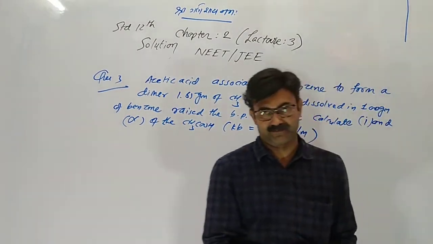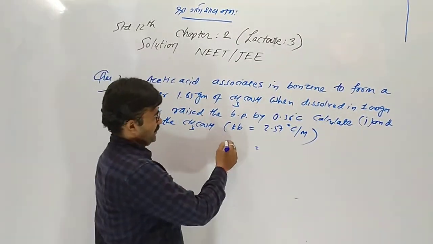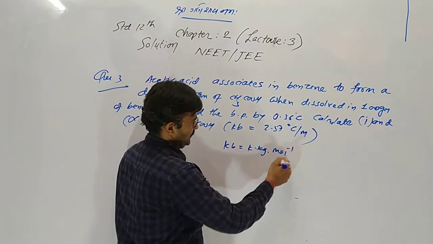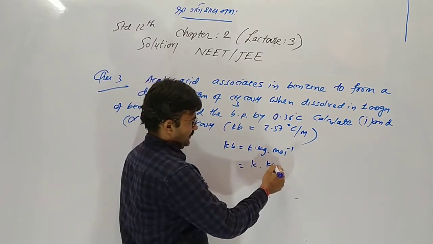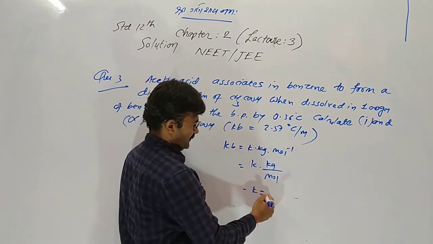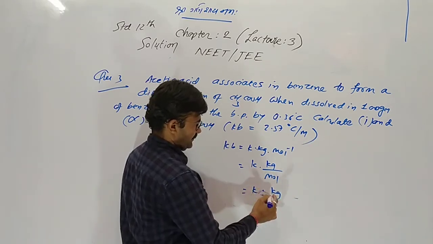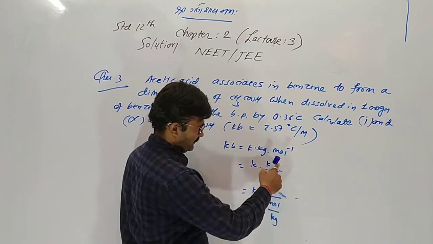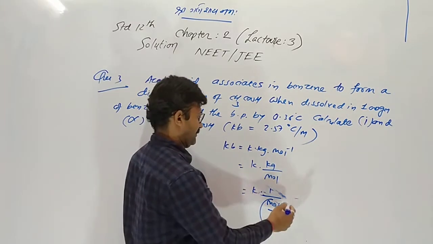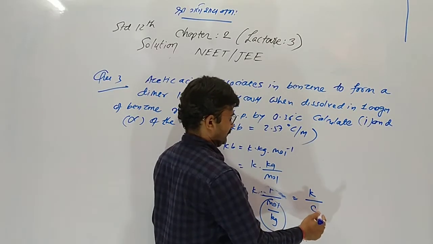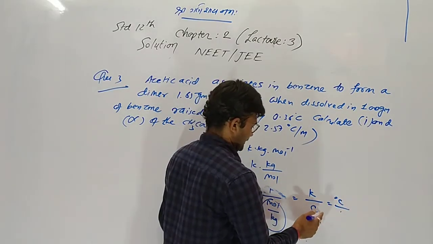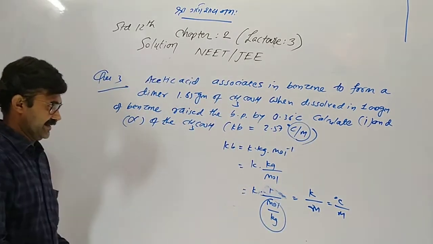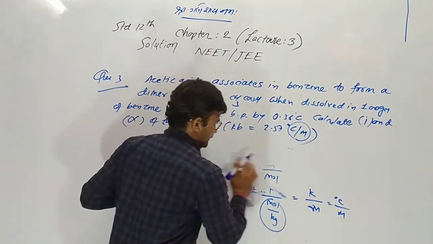No, it's not new. Actually, the unit of Kb is Kelvin into kilogram into mole inverse. So Kelvin into kilogram per mole. Here mole divided by kilogram, so mole per kilogram means molality. So Kelvin per molality, otherwise Celsius per molality, is also a unit of Kb. Understood?